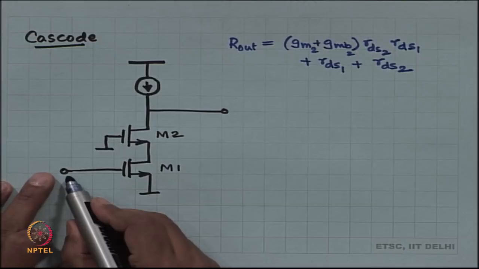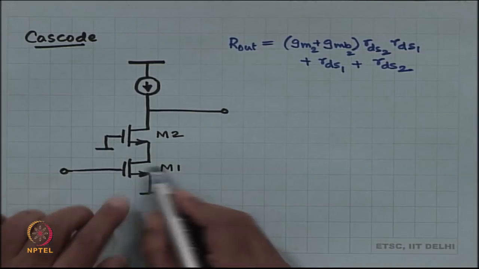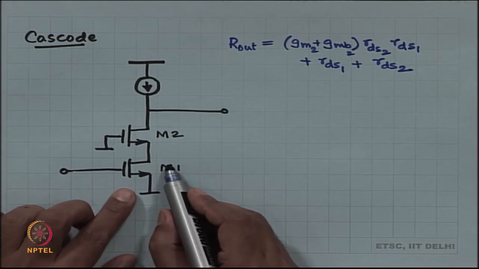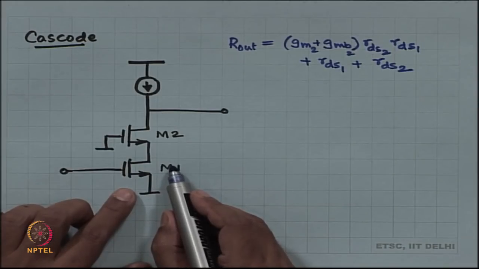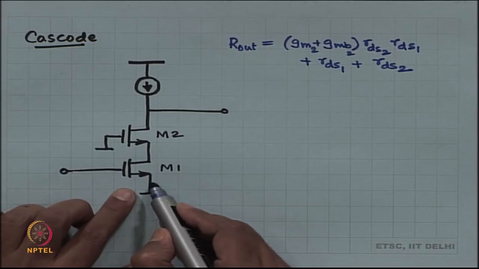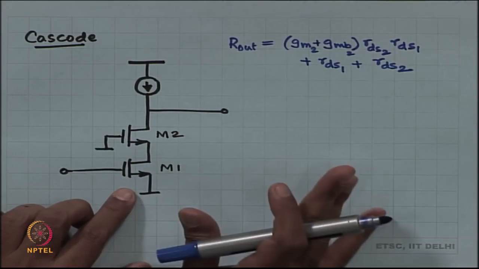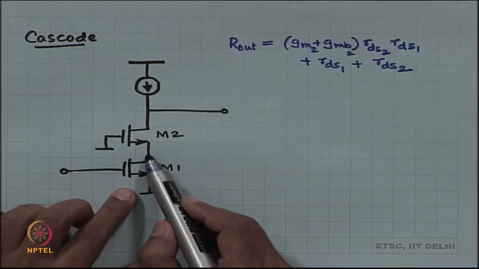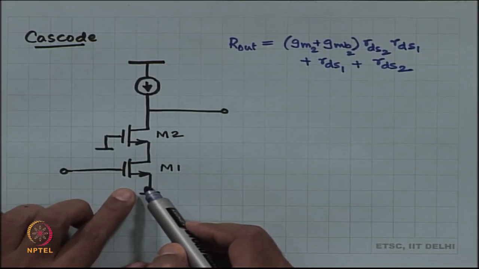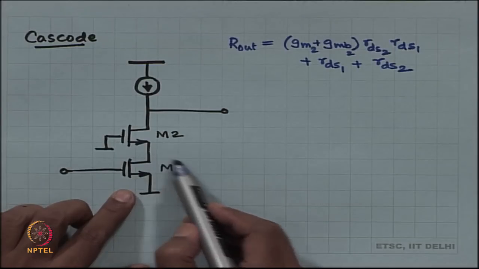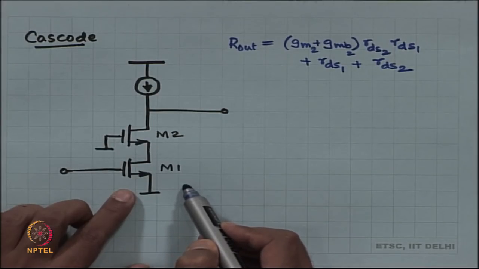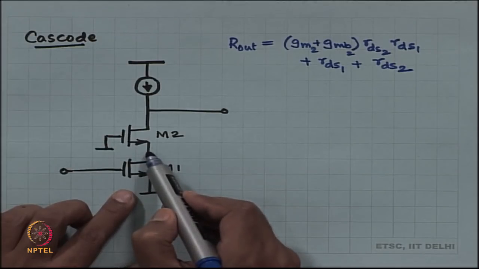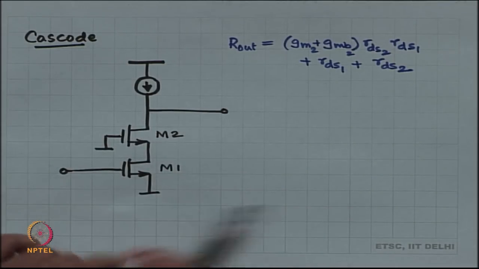I apply an input over here, V in. M1 is going to respond with its GM, so it is going to create a current GM1 times V in inside. GMB is not required because the body is at 0 volts. So, GM times V in current is created over here through M1. Now, this current sees RDS1, which I have not drawn, and it also sees an impedance looking into the source of M2.